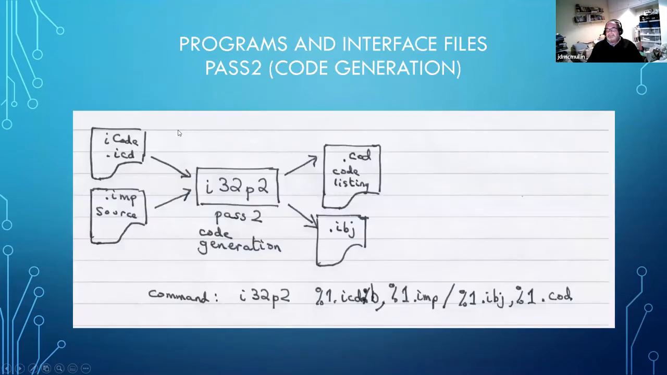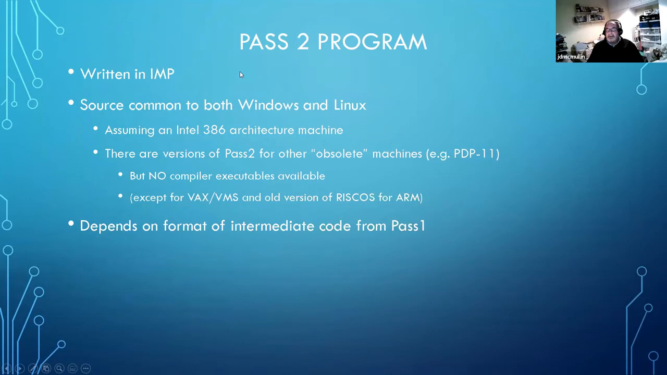Pass2, generating the code. The ICD file, the intermediate code file that you generated from pass1, and the IMP source get fed into pass2, the code generator, which generates the code listing, like the pseudo assembler listing, and this IBJ file. If you want to run this directly on the command line, this is how you do it. Pass2 is again all written in IMP, and its source is common for Windows and Linux.